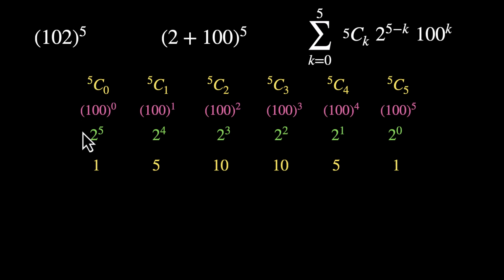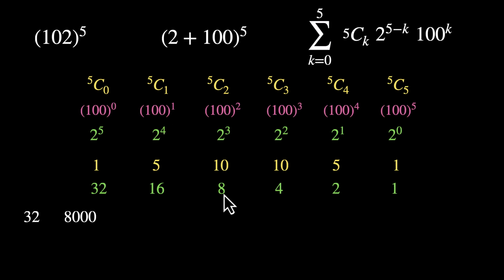What do we do next? Let's look at the powers. 2 to the power 5 is 32, then 16, 8, 4, 2, and 1. All right. So multiplying 1 and 32 will give us 32 times 100 to the power 0. Well, that's 1. So 1 times 32, that's 32. Then we have 5 times 16, that's 80. 80 times 100, that's 8,000.